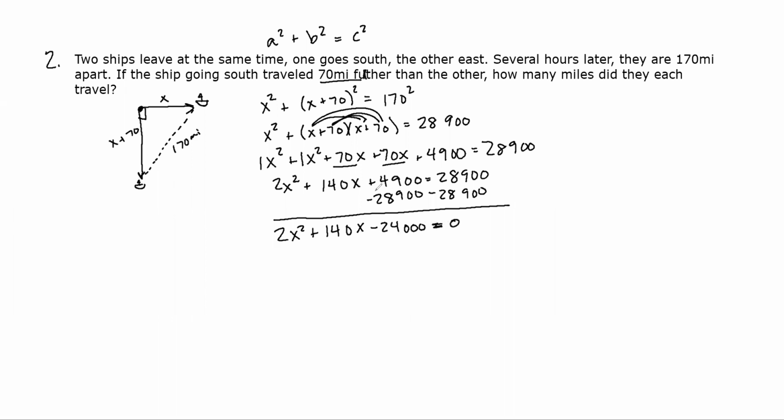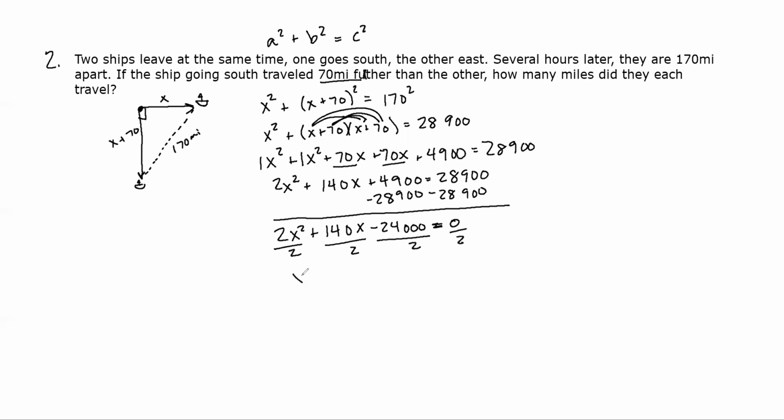Now, if you notice, this is something we didn't see back in 11.3 when we were doing the quadratic equation or any of the others. These are all divisible by 2, 140 and 24,000. So in order to work with smaller numbers, what I'm actually going to do is divide every single term by 2. This is something you can do as long as every single term is divisible by that number, which it is.